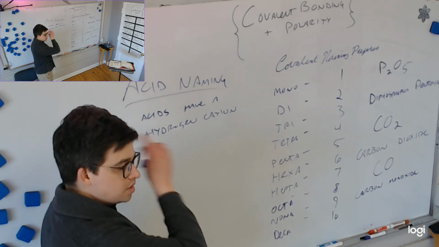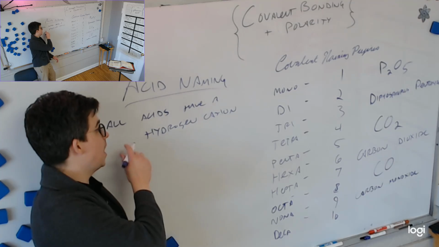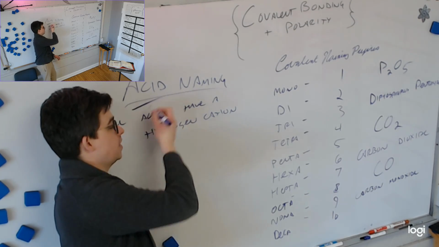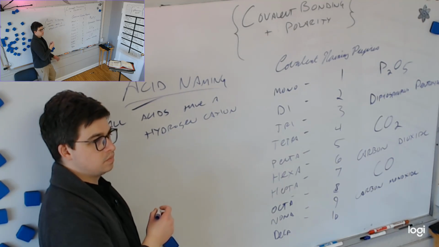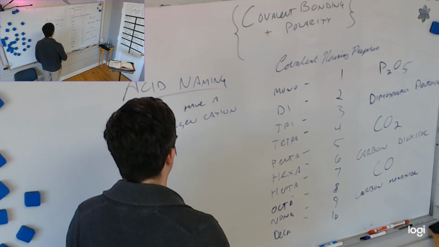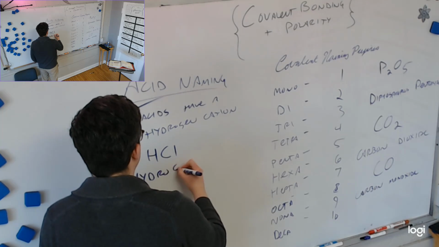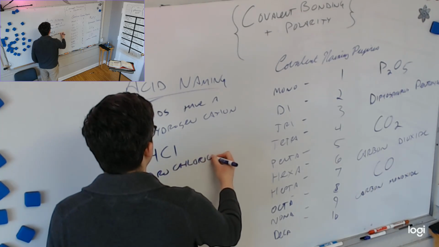And that goes the other direction too. If you see a formula that starts with H, you know you're going to name it as an acid instead of just as a regular ionic compound. Let's do an easy one. HCl. You see there's an H there. This is called hydrochloric acid.